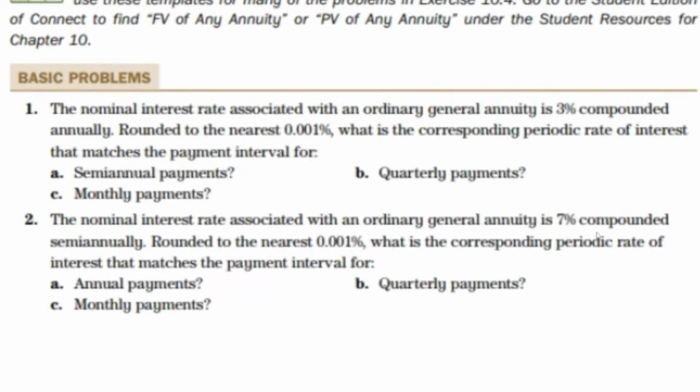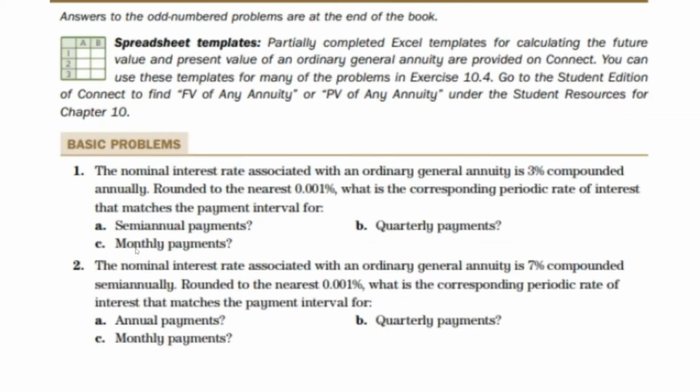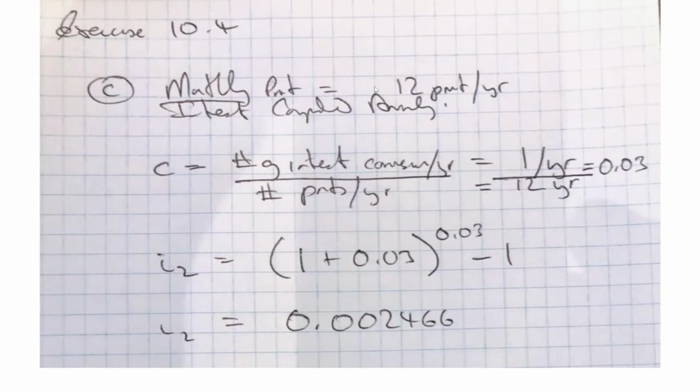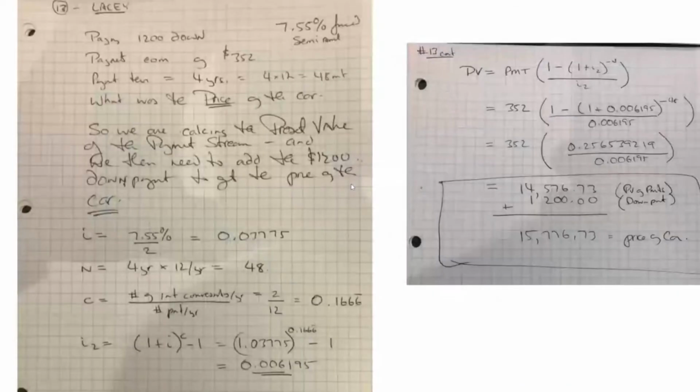0.00742. C is monthly payments. Okay, so we've got this 3% compounded annually. What if we have monthly payments? So we've got the monthly payments, 12 payments per year. C, the number of interest conversions per year, is 1, and the number of payments per year is 12. That gives us 0.0833 as the value of C. We take that, plug it into the I2 formula. 1.03 to the power of C, minus 1, is an I2 of 0.002466.